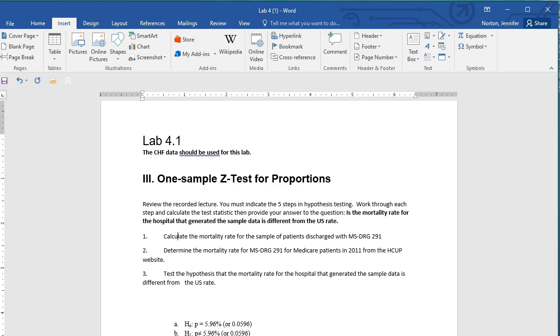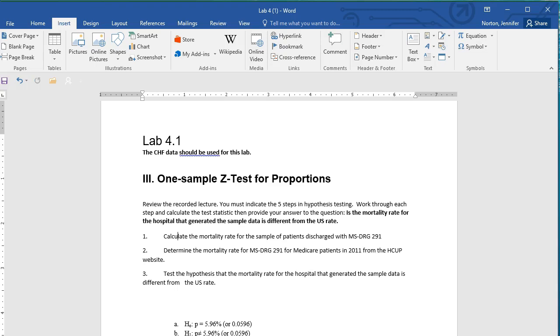And then step number 5 is where we make our decision about what the test says. We reject the null hypothesis if the calculated test statistic is more extreme than the critical value, and if not, we do not reject the null hypothesis. And again, I'm going to help you through that process as we go through, especially this first test that we're calculating.